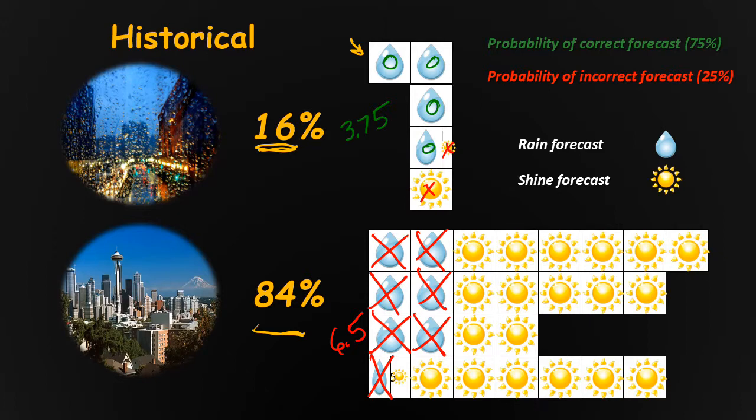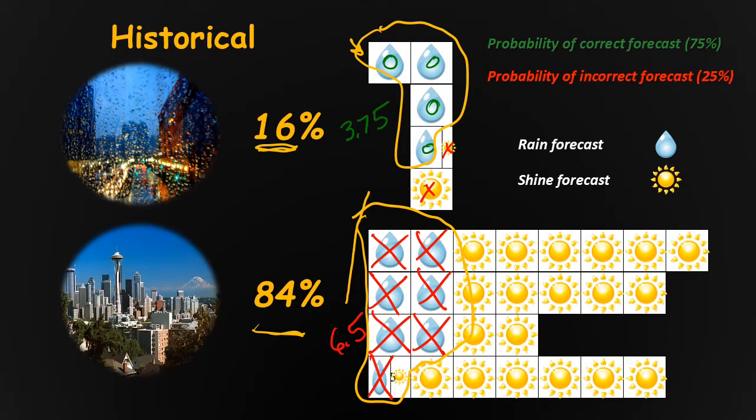The forecaster actually provides a forecast of rain on more shine days than they do on rain days. There are 6.5 days with a rain forecast down here compared to 3.7 days up here. This observation and calculation is possible with Bayes.